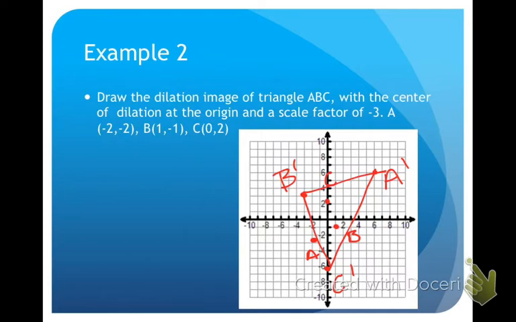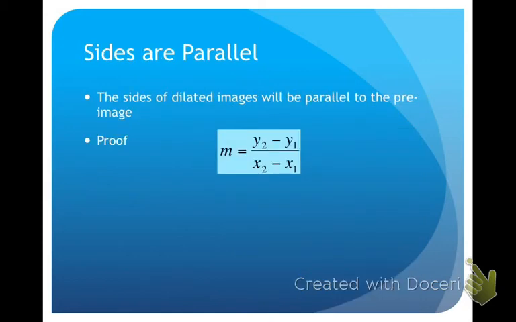Something that I haven't mentioned yet is that if you have a fractional scale factor, it gets smaller. Something that you should know here is that the sides of the dilated image will be parallel to the pre-image. I'm going to show you a quick proof.